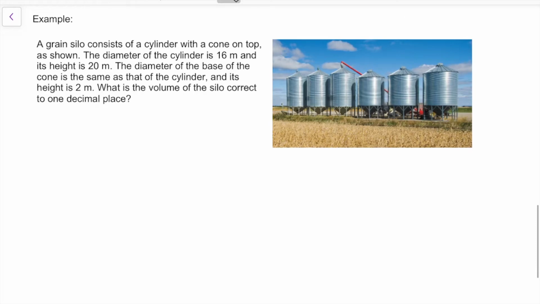So here's our example. We have some grain silos, and our grain silos are made up of a cylinder and a cone put on the top. The first thing we need to have a look at in our question is what's going on. The diameter of the cylinder part of the silo is 16 meters. Now that's all well and good, but we actually need the radius of that silo. So the radius of the silo is 16 divided by 2, which is 8 meters. That's going to become very important. We're going to use that a couple of times.